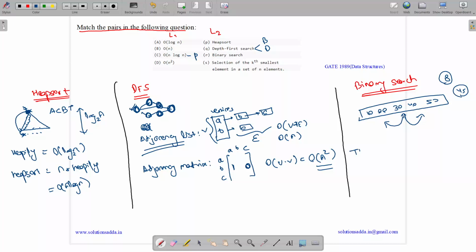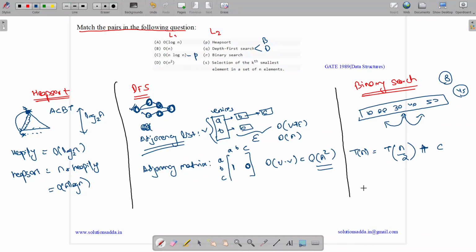So its complexity is, it basically divides the list into two halves plus C time for basically dividing. So by using Master's theorem, its complexity will come out to be order of log n. Sorry, if you use Master's theorem, then it will map to order of log n.